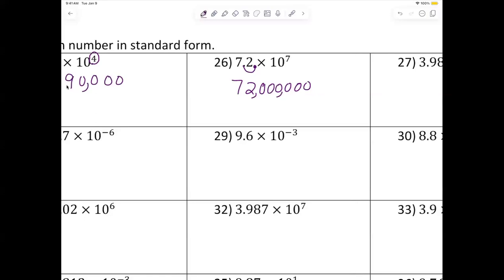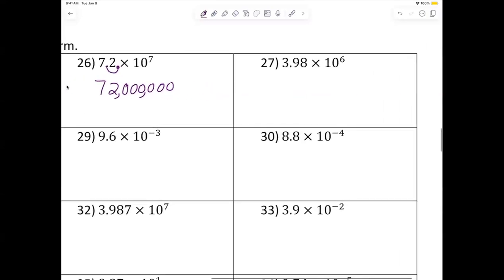All right, now I'm on 27. 3.98 times 10 to the 6. How many zeros do I need to add? 4. So everybody's writing down 3, 9, 8, then 1, 2, 3, 4. And then tell me what number this is. 3,980,000. Everybody should be able to say the big numbers and the small numbers. 3,980,000.